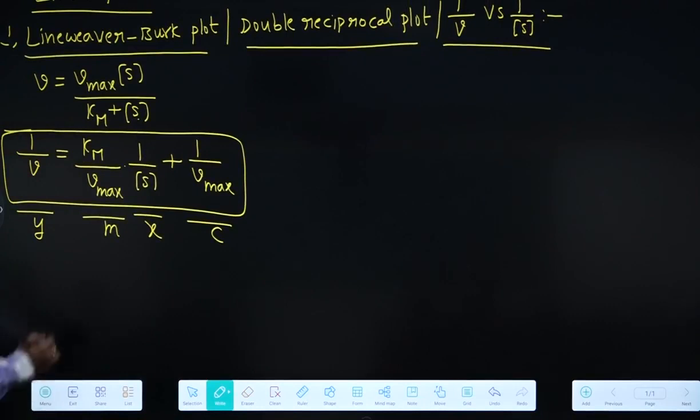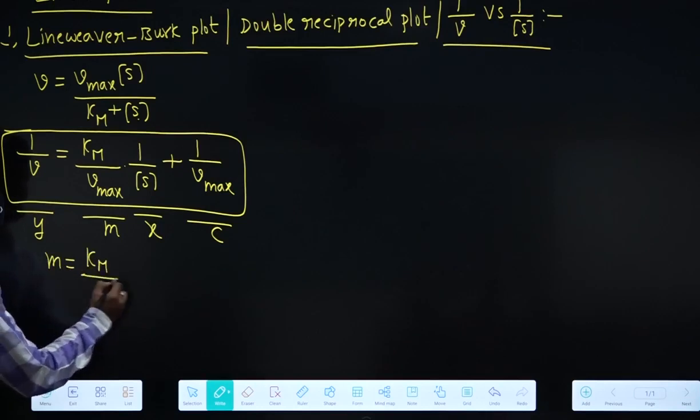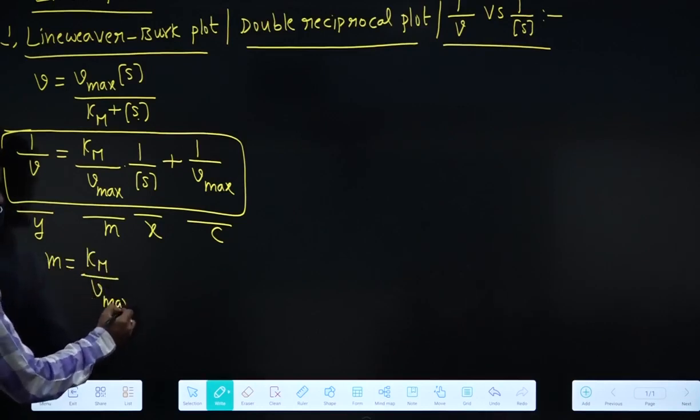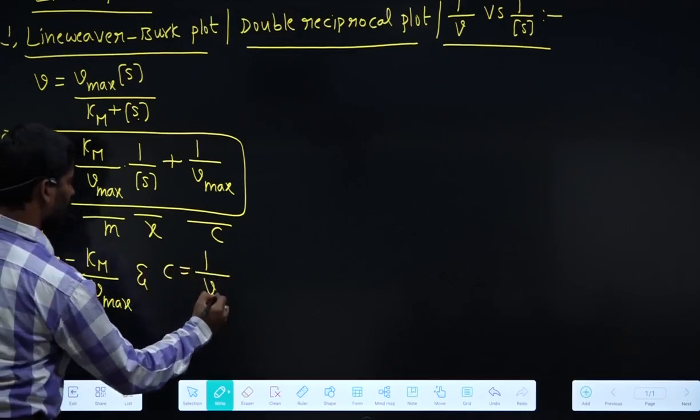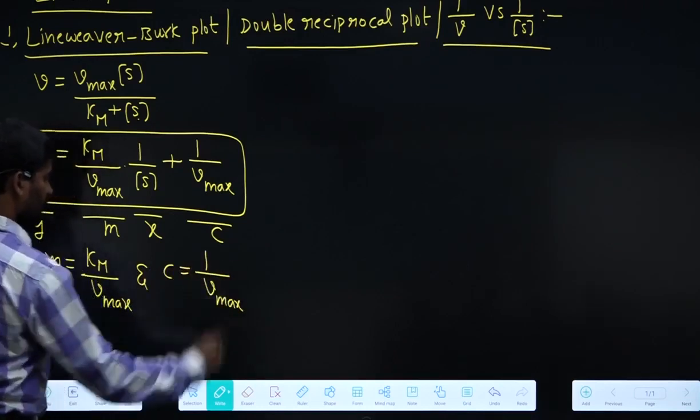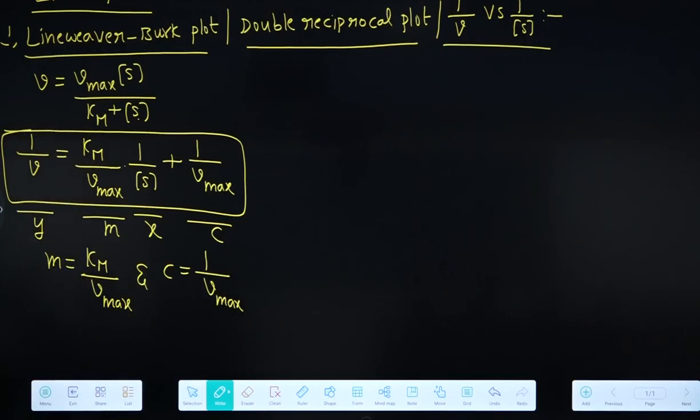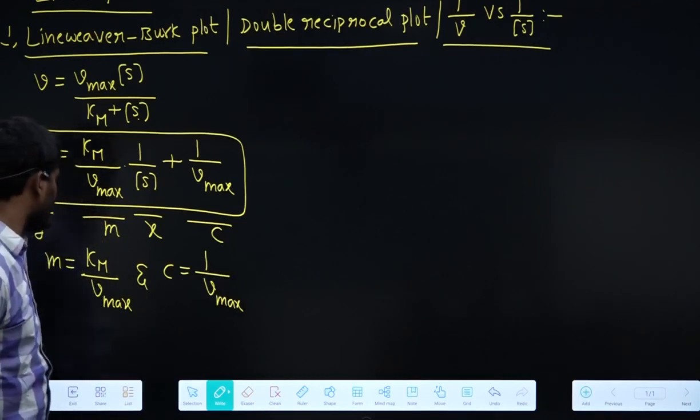So now, slope is equal to what? Km by V max, and intercept is 1 by V max. Previously, questions were repeatedly given based on this Lineweaver-Burk plot. Many times, questions are given from this equation.